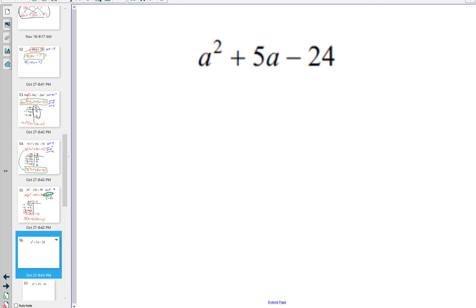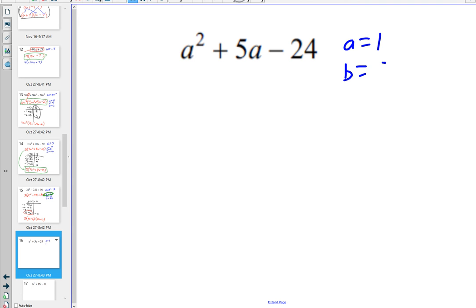Do we have a greatest common factor? Yeah? Oh. No, we don't. A is like out in front here, we have a 1, so it's not very likely we're going to have one. They don't have variables in common, so I don't have to worry about that. Could this be a perfect square trinomial? No, 24 is negative. It's also not perfect. So let's do a factor chart.